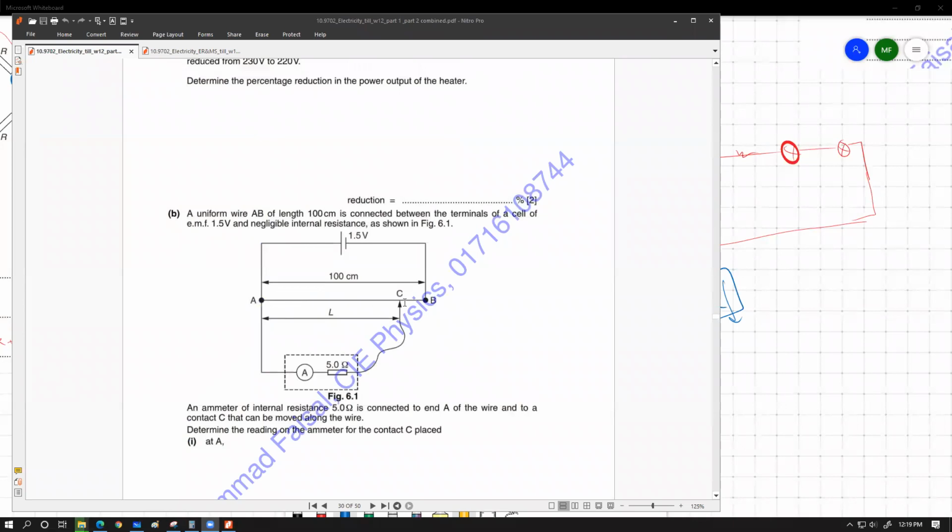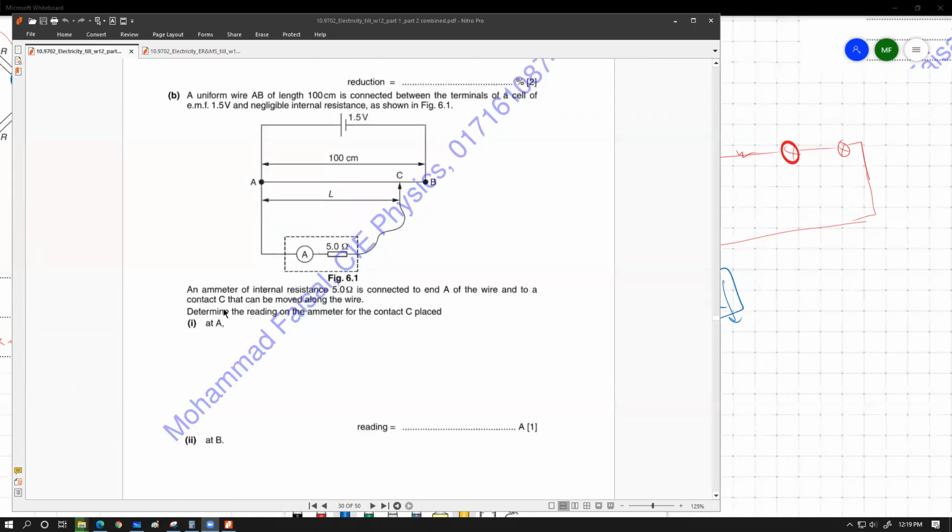We have a cell, we have a long wire, we have a parallel combination of an ammeter connected over here. An ammeter of internal resistance 5 ohm is connected to the end A of the wire and to a contact C that can be moved along the wire. Determine the reading on the ammeter for the contact C placed. So we have to just understand this circuit in a slightly different way.